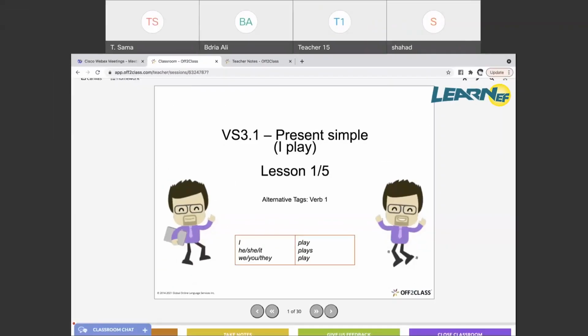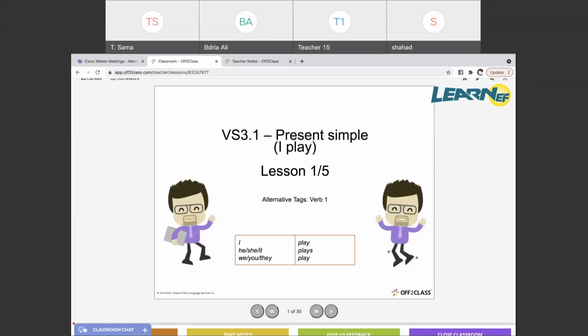Class, like I told you, we're going to start talking about tenses. There are a total of 8 basic tenses in English, okay? And we're going to start taking the first two. Now we have simple, perfect simple, continuous, and perfect continuous, okay? And we have something called past and something called present.